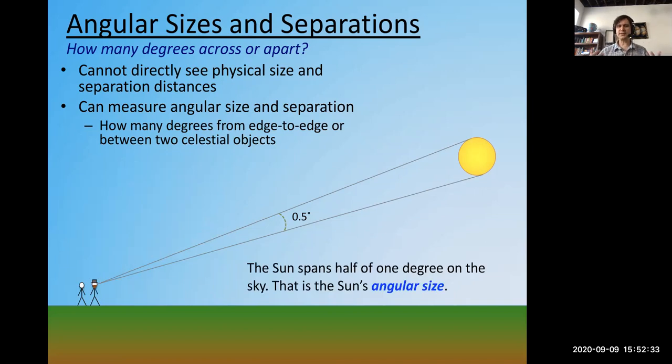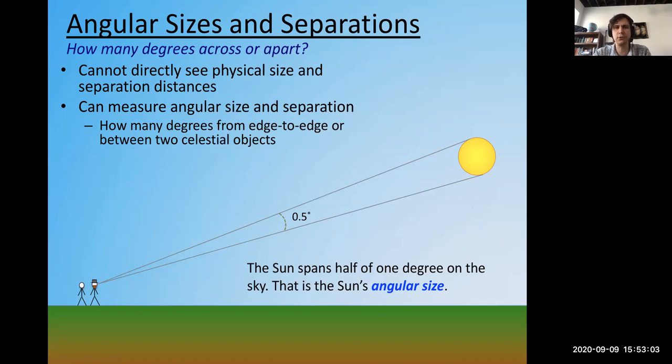So in this scenario that I've drawn right here, the angular size of the sun would be 1/2 degree. And that's just how many degrees it spans from edge to edge on the sky. What you need is some tool where you can measure how many degrees are spanned on the sky, how many degrees are between one point and another point, which you could use a variety of tools to do. And we've already discussed one of them.